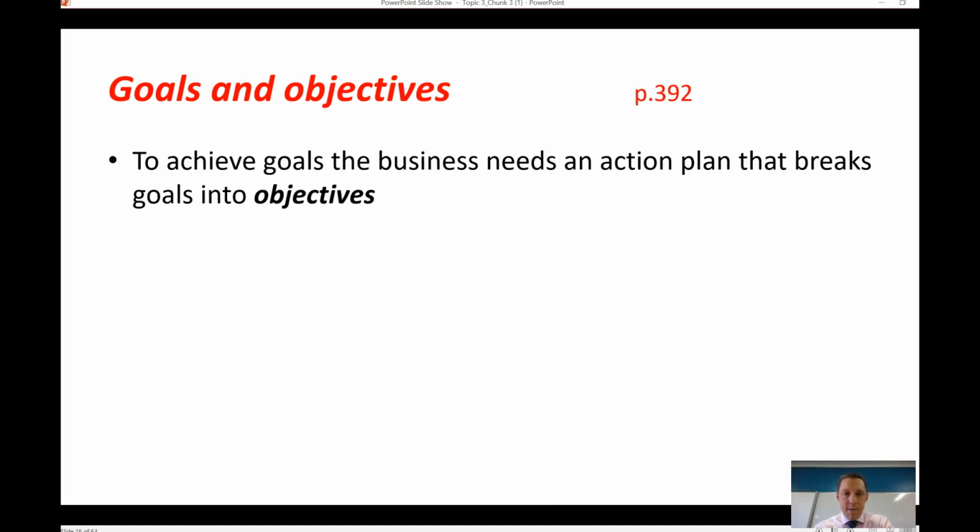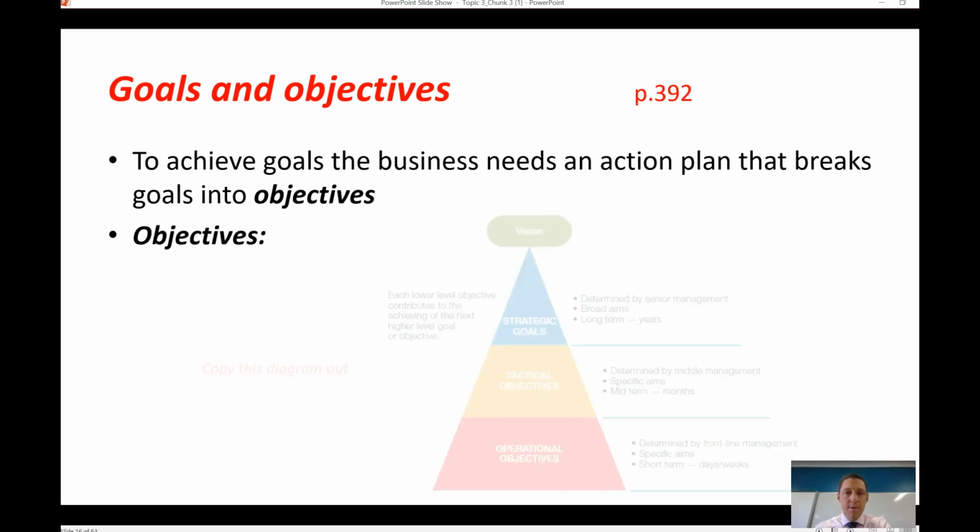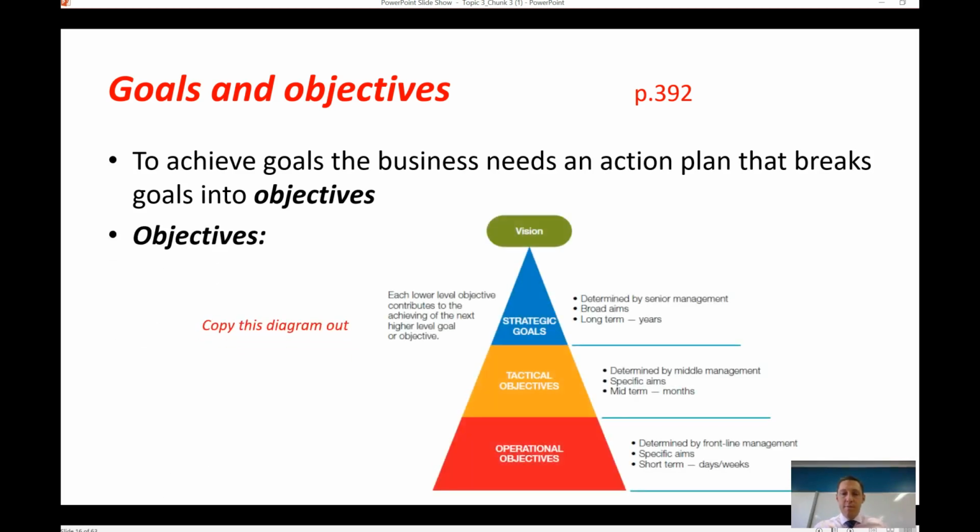To achieve goals, the business needs an action plan that breaks those goals into objectives. So set your goals and make sure they're SMART, and then based off those goals, establish some objectives. This is a textbook diagram. Strategic goals, long-term, 5, 10-year goals, but then establish some tactical objectives and some operational objectives. So your tactical objectives are going to be mid-term in terms of months, and your operational objectives are going to be short-term, days or weeks.